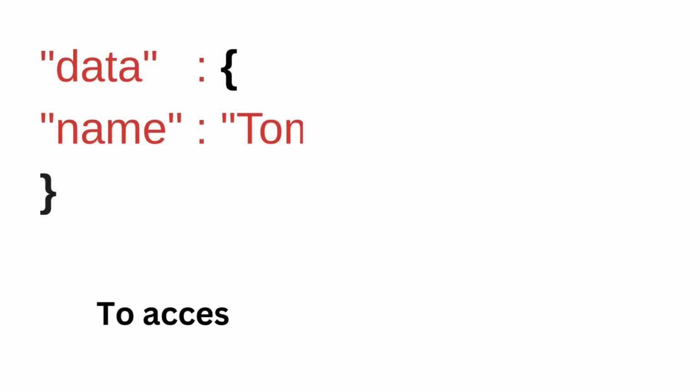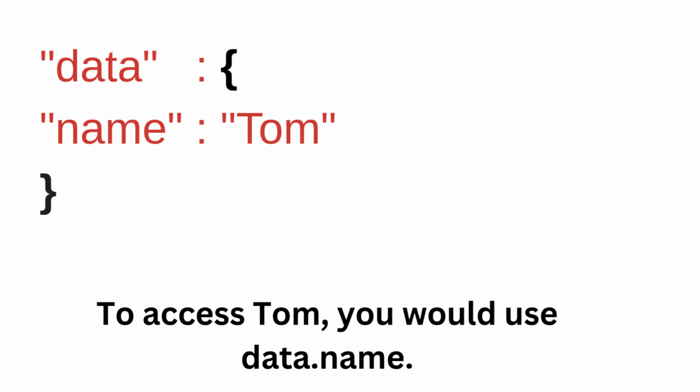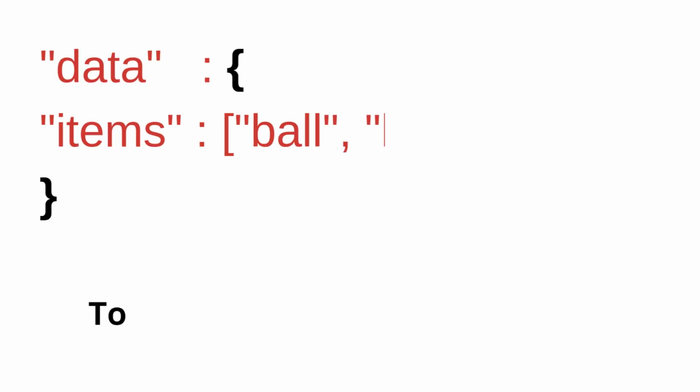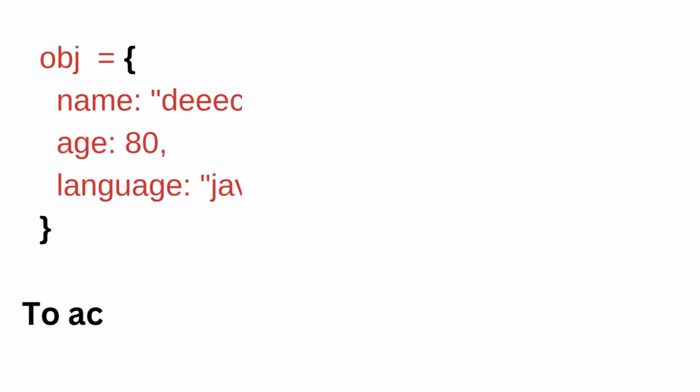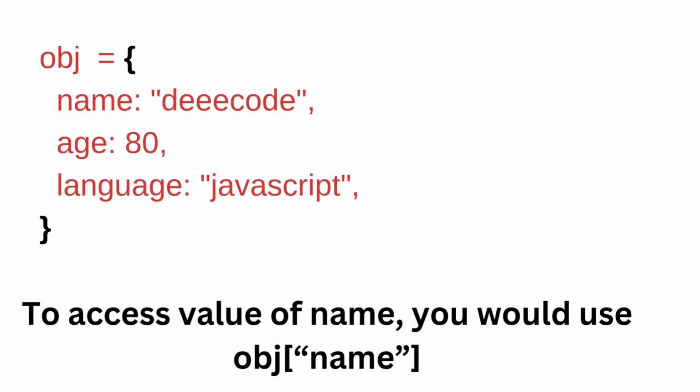Here is an example of how you can retrieve data using dot notation. You can retrieve arrays by specifying the position of the values. Another method to retrieve data is using bracket notation.